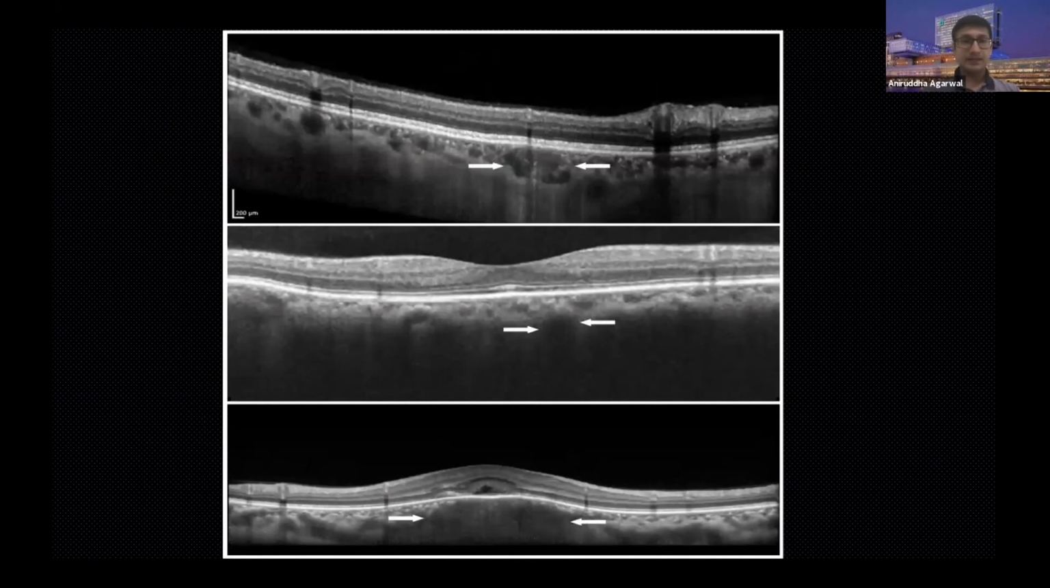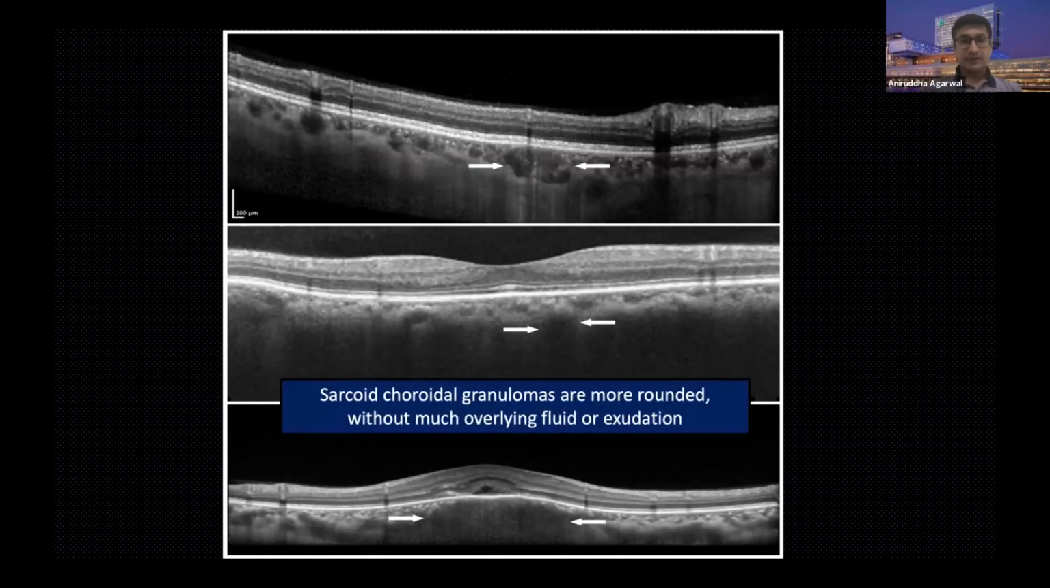And in fact, TB, the sarcoid choroidal granulomas are usually small and very well localized to the choroid, and they do not involve the outer retina causing fuzziness. So with this, we can differentiate sarcoid choroidal granulomas.